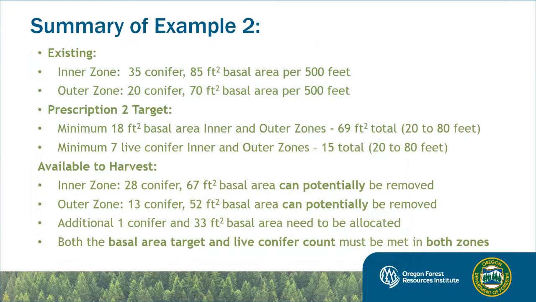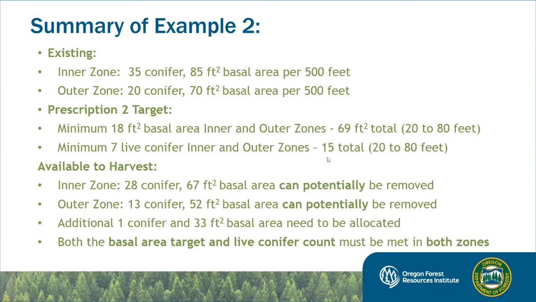So in our example, inner zone, we had 35 live conifers and 85 square feet of basal area per 500 feet. Outer zone, 20 live conifers, 70 square feet of basal area. To meet the prescription of 18 square feet in the inner and outer zones and 69 feet total, and the 7 live conifer in the inner and outer zones, and a minimum of 15 total.